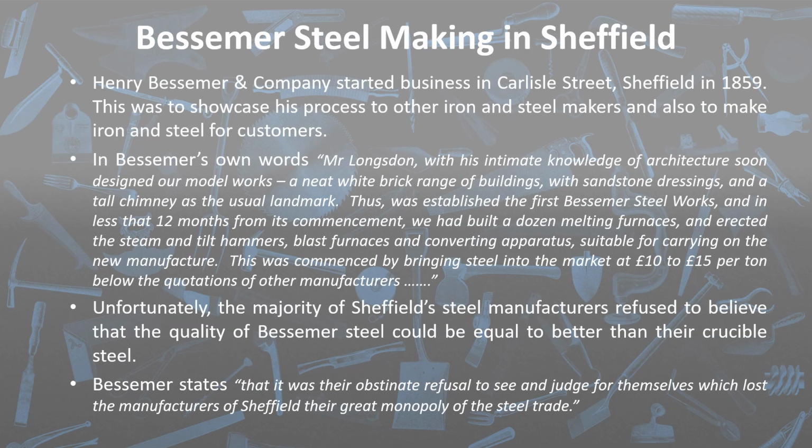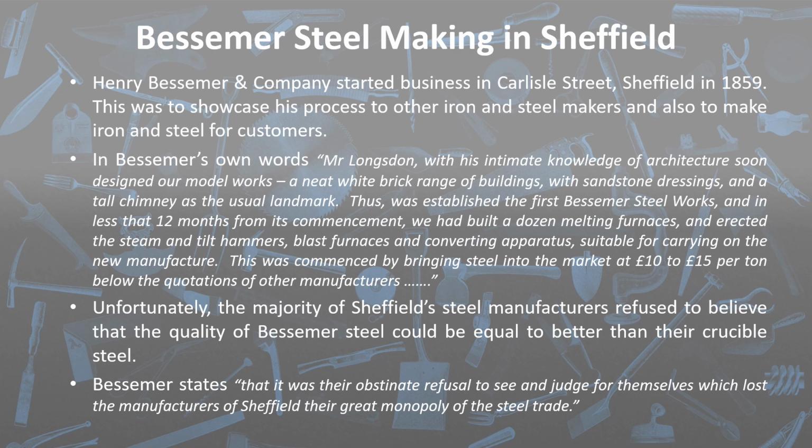In 1859, only 5 years after Bessemer's patent was granted, he started a company called Henry Bessemer and Company. The business was in Carlisle Street in Sheffield. His aim was to showcase his process to other iron and steel makers, and also to make iron and steel for customers.